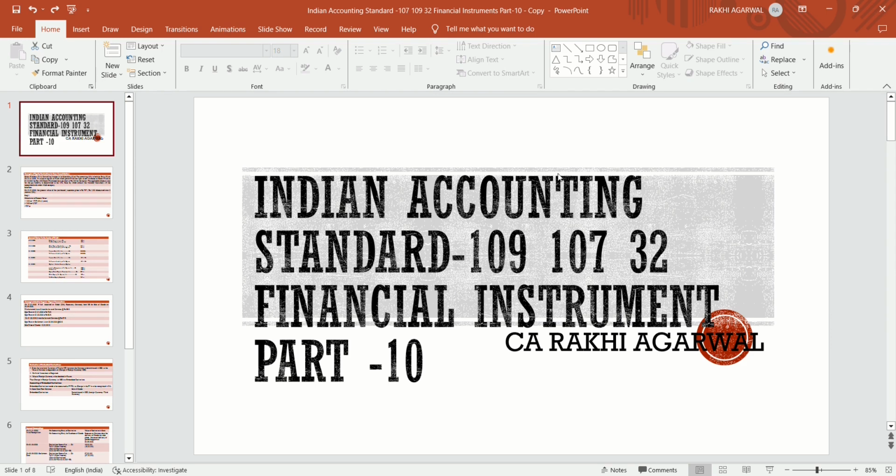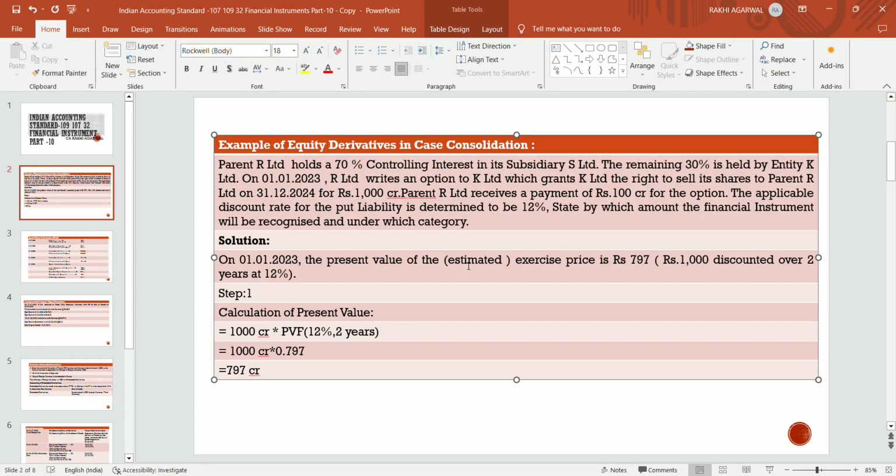In the previous discussion we discussed the concept of derivatives, then the accounting of derivatives, and also the embedded derivative along with examples. Today we are continuing with that only. What is an embedded derivative? It is a derivative where a host contract is there, which is the main contract, and the derivative contract is also there. So it's a mixture of host contract and derivative, a hybrid instrument. Today we are discussing the example of an equity derivative in case of consolidation.